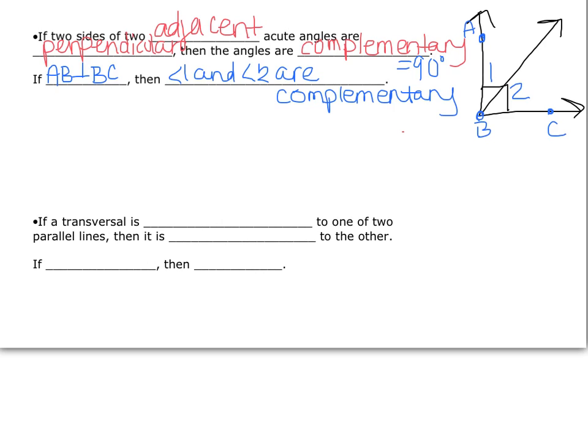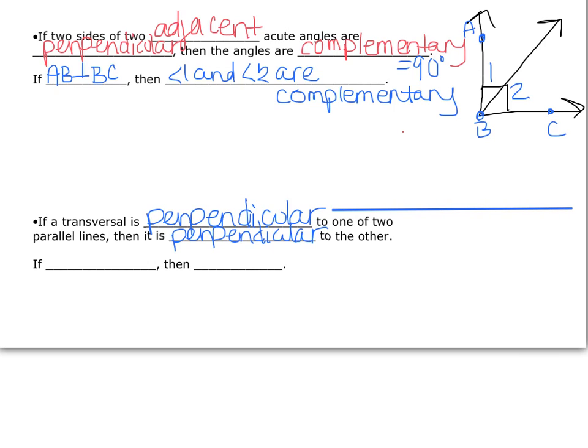The next is if a transversal is perpendicular to one of two parallel lines, then it is perpendicular to the other line. Again, we briefly discussed this a little bit. In this scenario, we have two parallel lines. Here's one, here's another one. And what's happening is that we have a transversal coming through.